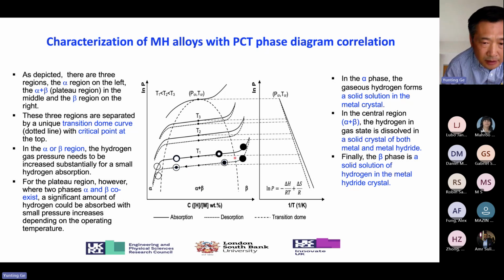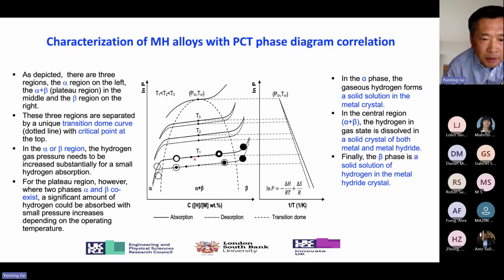Another difference is for the alpha region. If you want to absorb a specific amount of hydrogen, the pressure needs to increase significantly. And similarly in the beta region, if you want to absorb a small amount of hydrogen, the hydrogen pressure will increase significantly.